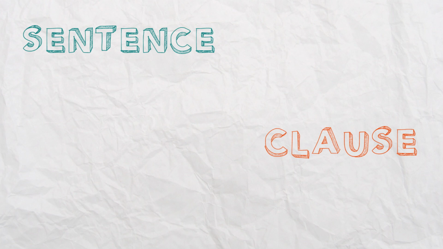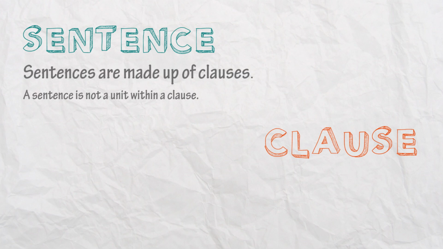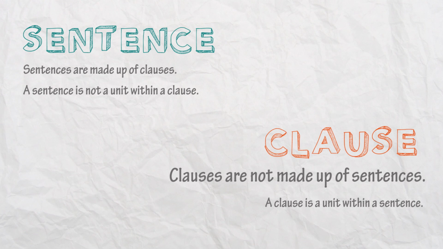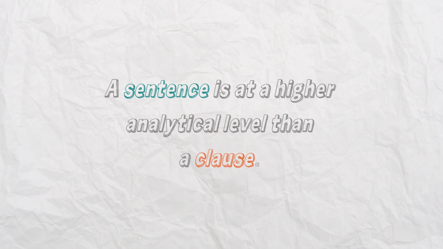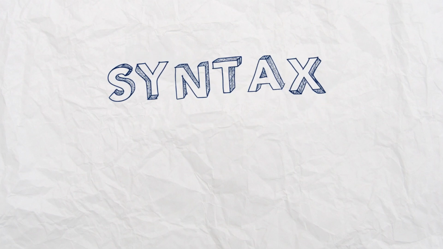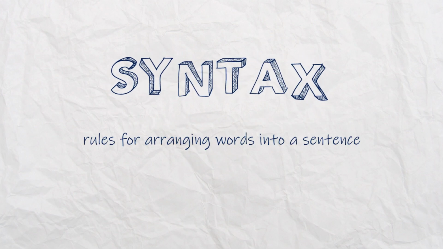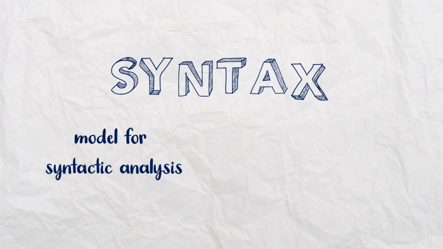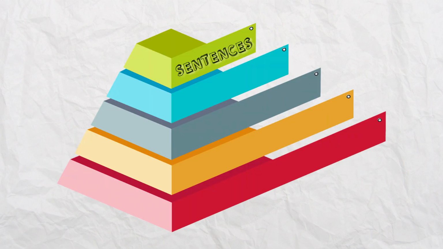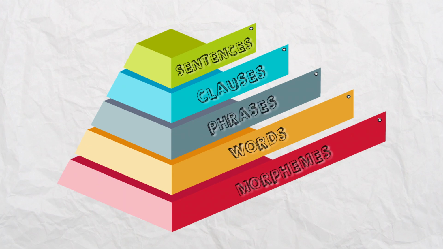First thing, sentences are made up of clauses. Clauses are not made up of sentences. It means that a sentence is a higher level unit than a clause. Basically, in syntax, there is a simple model called a 5-level hierarchy. Sentences are made up of clauses. Clauses are made up of phrases. Phrases are made up of words, and words are made up of morphemes.